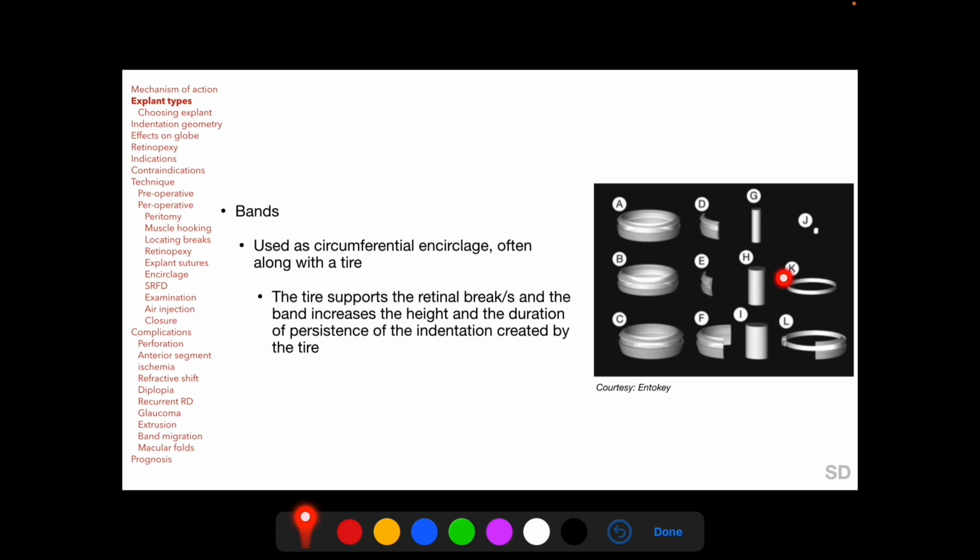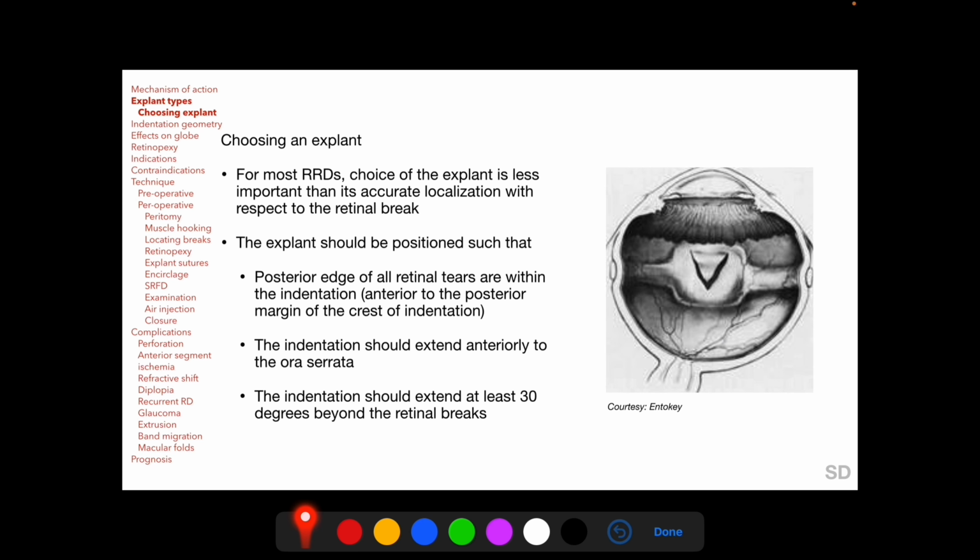Bands, as represented here in this diagram, are used as circumferential encirclage, often along with a tire, as shown here. The tire supports the retinal breaks, and the band increases the height and the duration of persistence of the indentation created by the tire. For most rhegmatogenous retinal detachments, choice of the explant is less important as compared to its accurate localization with respect to the retinal break.